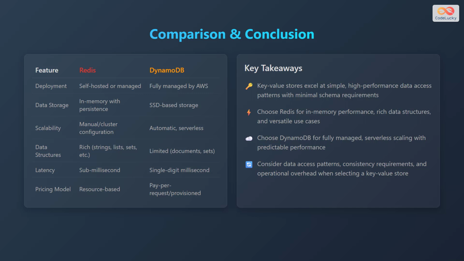So, key-value stores excel at simple high-performance data access patterns with minimal schema requirements. Choose Redis for in-memory performance, rich data structures, and versatile use cases. Choose DynamoDB for fully managed, serverless scaling with predictable performance. Consider data access patterns, consistency requirements, and operational overhead when selecting a key-value store.